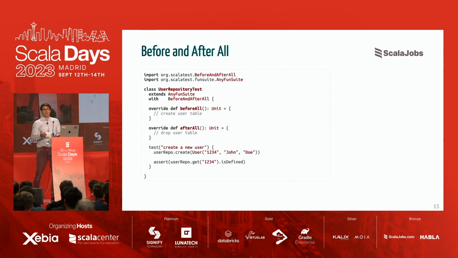Similarly for testing, pretty much all testing libraries offer some ways to run some code before and after each test or after all tests. So in ScalaTest here, there is this trait called BeforeAndAfterAll. There is also BeforeAndAfterEach that give us two methods, beforeAll and afterAll. And we could use it for integration tests to create the table, put some test data, and so on. So really, hooks are really convenient, and I really recommend them.